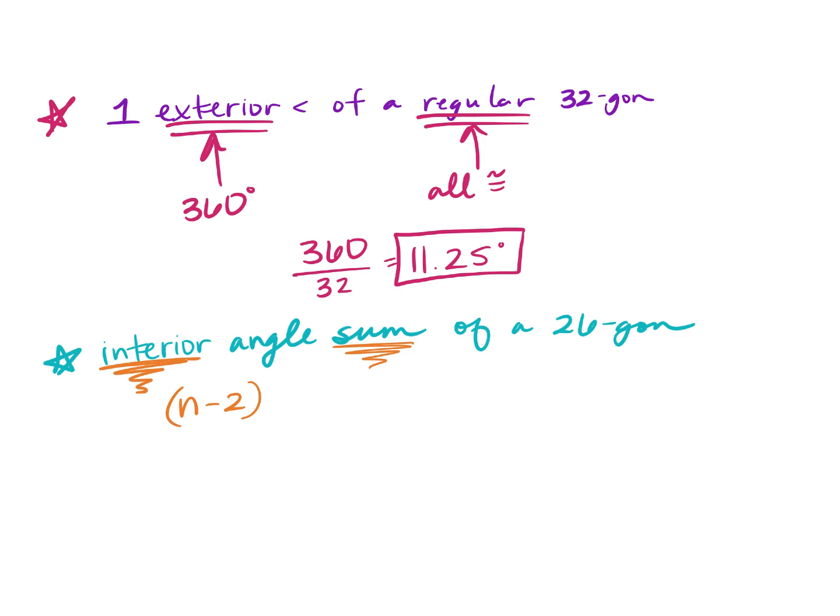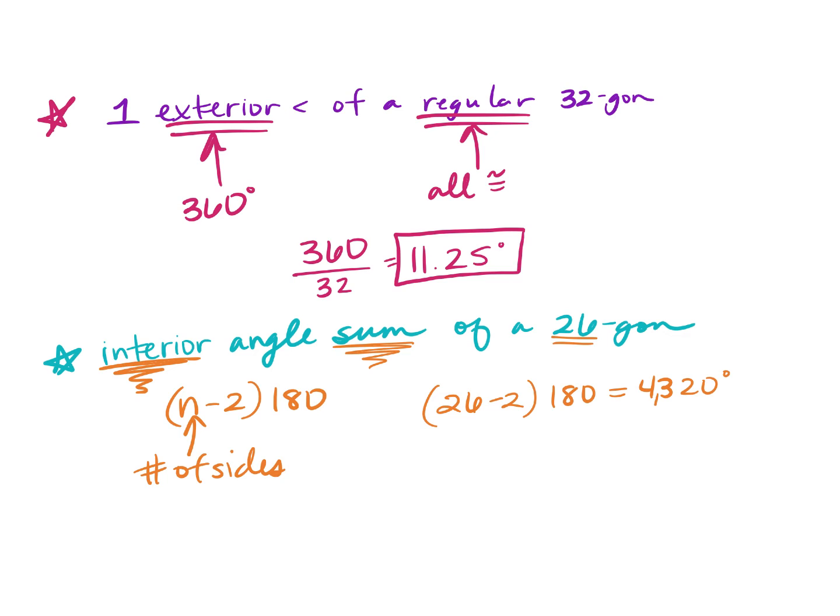And you need to know this formula for the quiz. It's not on there for you, right? N minus 2 times 180. N always represents the number of sides. So if it is a 26 gon, then you're going to go 26 minus 2 times 180, or 24 times 180, which is 4,320 degrees. Okay, it's a sum, so these usually end up being bigger numbers as opposed to one angle, which usually ends up being something a little bit smaller.